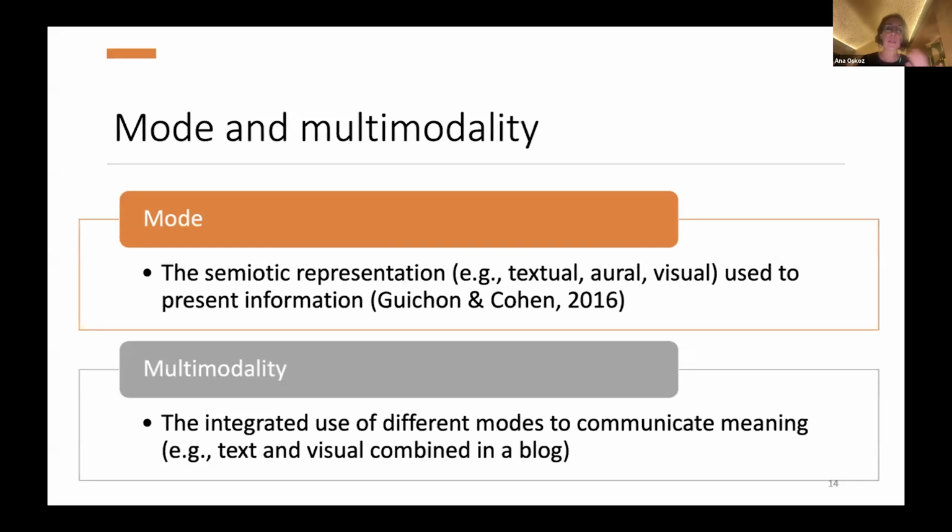For example, in a digital story, we have visuals, we have text, we have sound. In a blog, we have text and visual combined. In an infographic, also visuals and text.